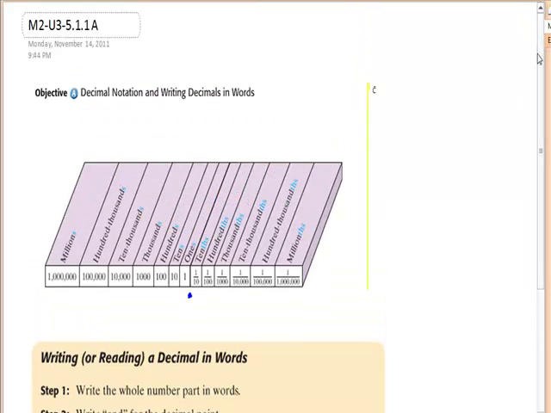In this lesson, we're going to talk for the first time about decimals, and we're going to talk about place value, how to read or write a decimal, and then how to write a decimal as a fraction.